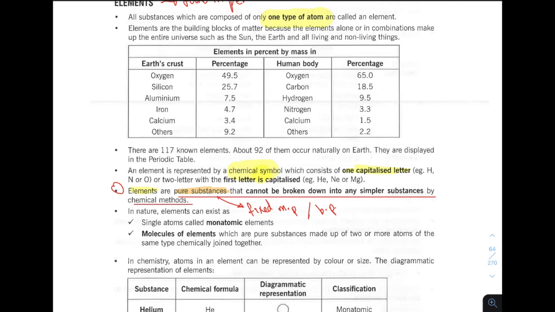And in nature, elements can usually exist as a monoatomic element. In this case, it is represented by only one atom, or it can be a molecule. Molecules are basically particles that consist of two or more atoms, but they have to come from the same element. And this is where they are chemically combined together by a covalent bond.